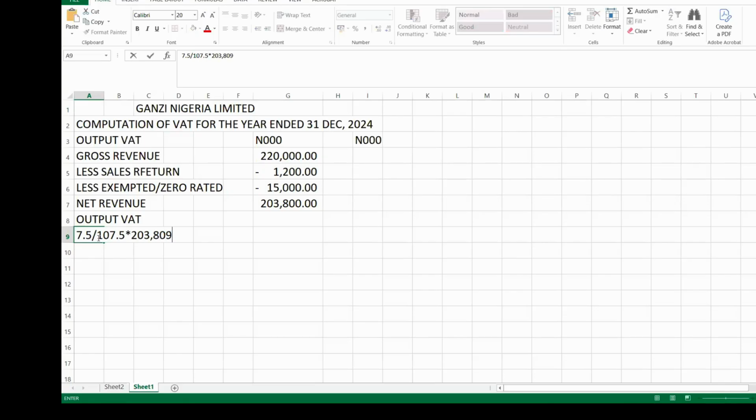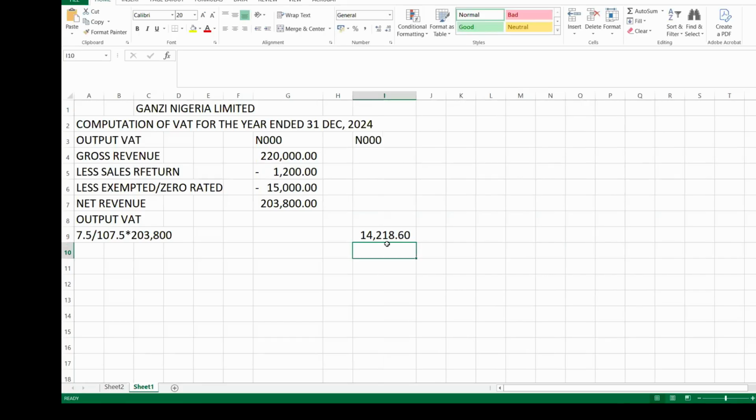That gives us the value of the output VAT, which is 14,218.60. So that is the output VAT.